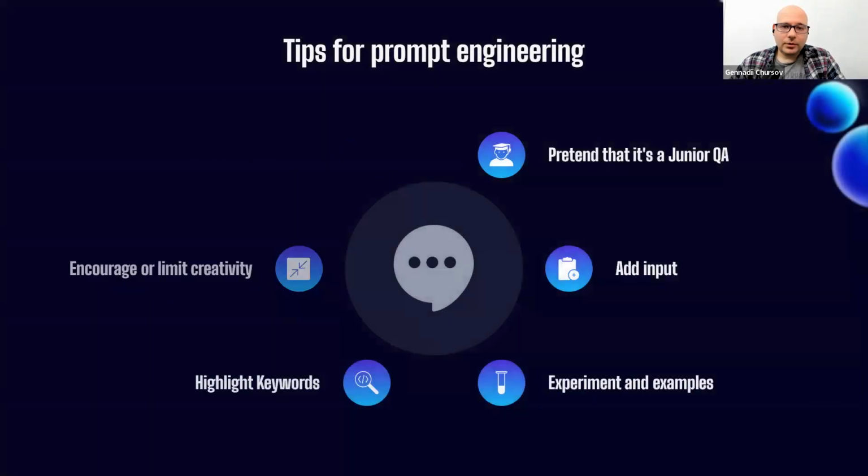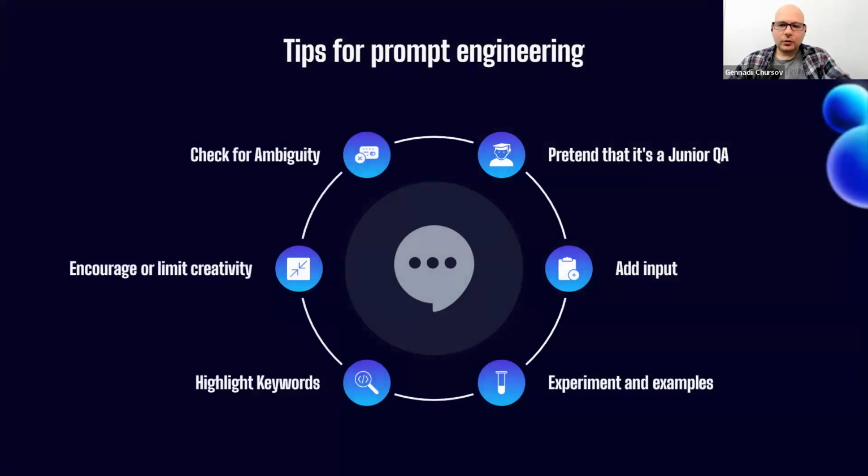Now, let's move on to some tips for prompt engineering. The first thing here is to pretend that it's a junior QA. This is from my side. When I'm working with ChatGPT to generate automation tests or test cases or whatever else, I'm pretending that ChatGPT is just a newcomer to my project. I need to behave the same way as I would work with a new engineer in my team. First of all, I would write a welcome email. I would explain who I am, that I'm an engineer, my years of experience, what my main stack and tech stack are, what my main goal is, and so on.